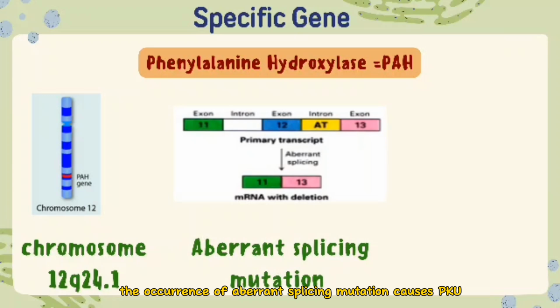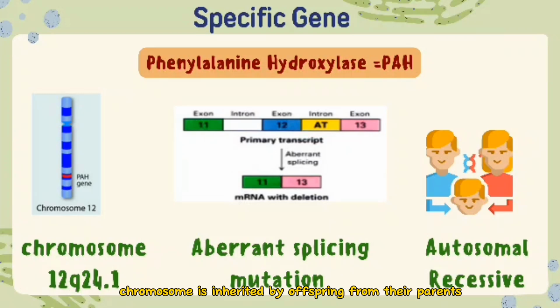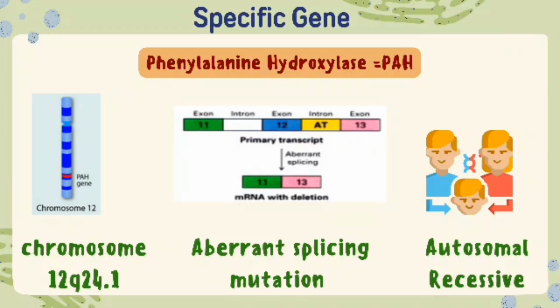The occurrence of an aberrant splicing mutation causes PKU due to the skip from exon 11 to exon 13, causing the mutation present in the coding areas. PKU is an autosomal recessive inheritance illness, which implies that the genetic chromosome is inherited by offspring from their parents.